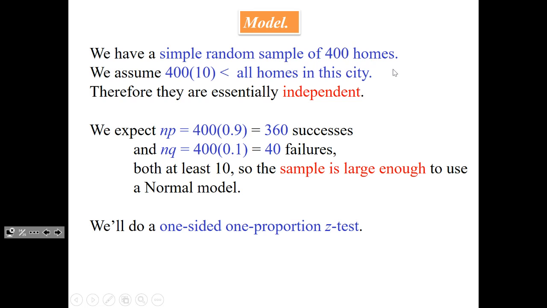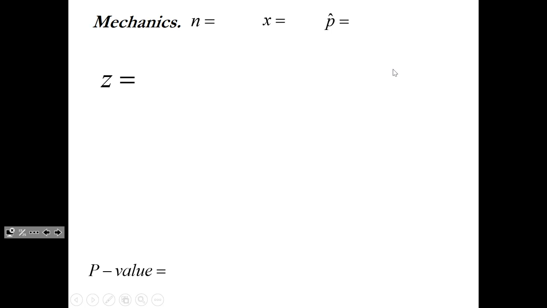So I set up my problem. Now I can do my mechanics. To do my mechanics, there are some things I have to know. One, I have to know my sample size. We said it was 400. Two, I need to know how many met the condition. Well, 376 of the homes out of those 400 had smoke detectors. So I calculate my p-hat, 376 divided by 400, which gives me a p-hat of 0.94.